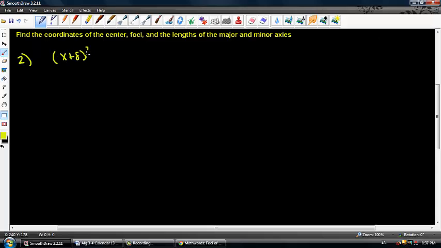(x + 8)² / 144 + (y − 2)² / 81 = 1. Okay. I'm going to jump around a little bit on the order because I want you guys to be able to free flow and think kind of like Tai Chi. So I'm going to go ahead and identify the center before I do anything. The center is going to be (−8, 2).